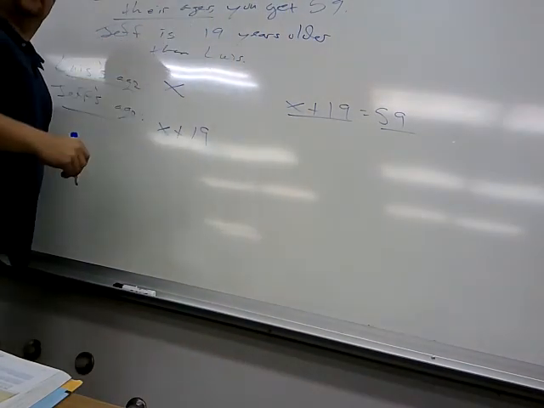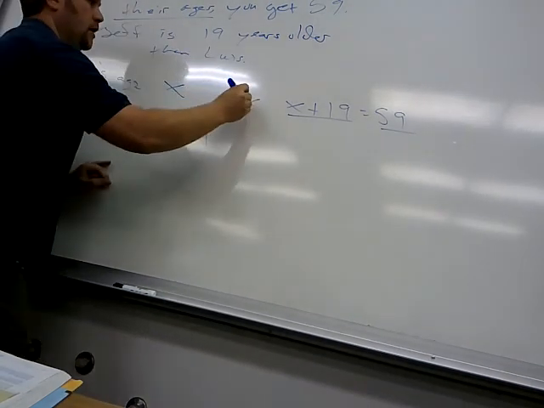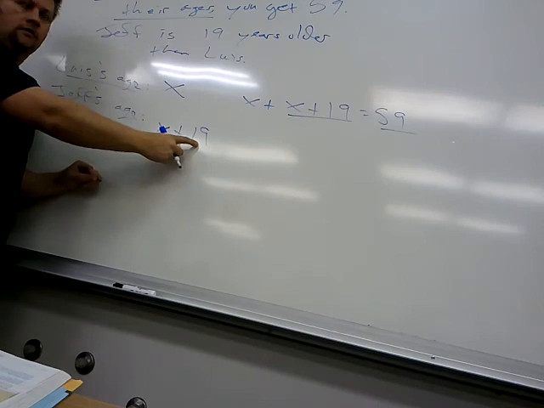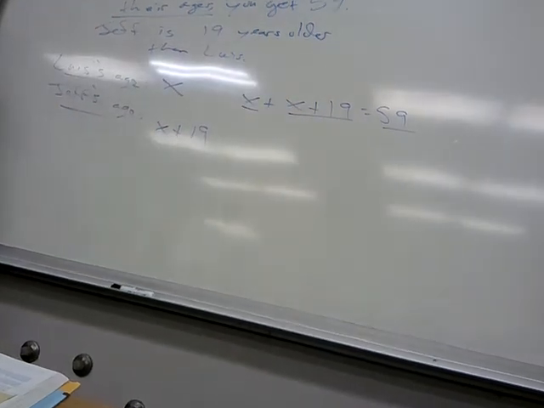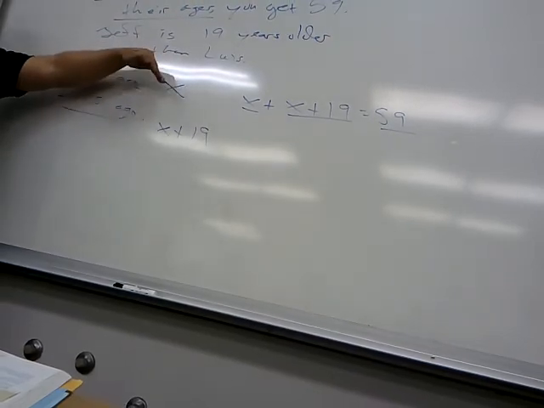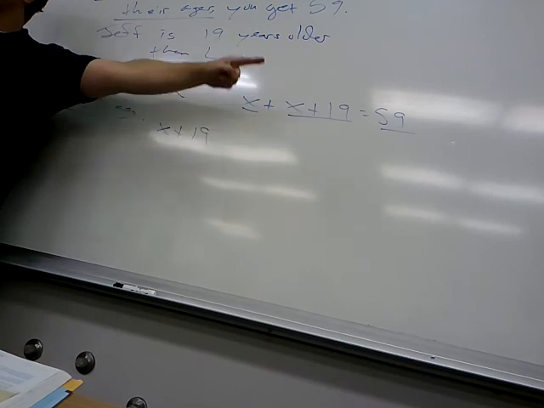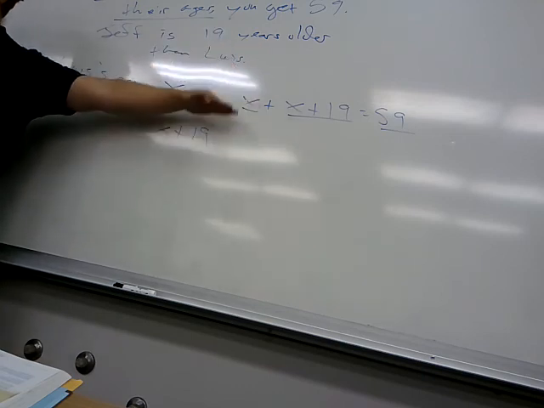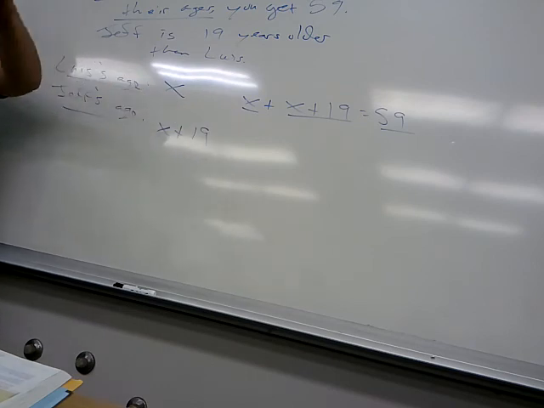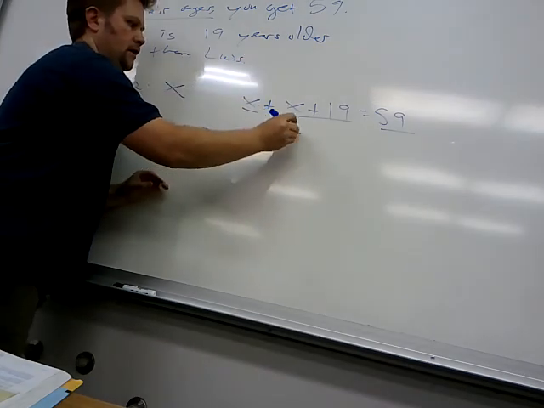Add their ages. How old is Luis? X. How old am I? X plus 19. So x plus x plus 19 is 59. There's the equation, right? I gave him a math name and me a math name. What are you supposed to do with those two things? Add them up to get 59. Now this should be the easy step. Solving the equation. And we'll see if I heard you correctly. So what's your first step here? This should be the easy part.